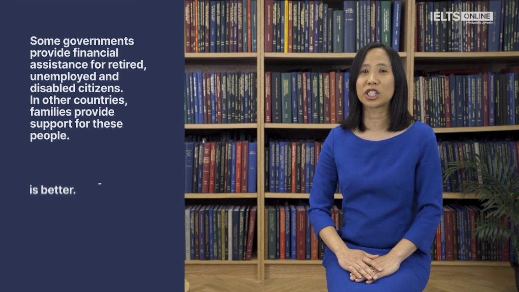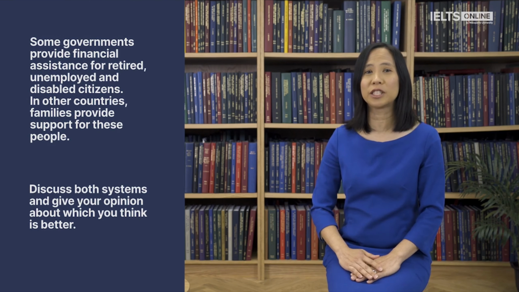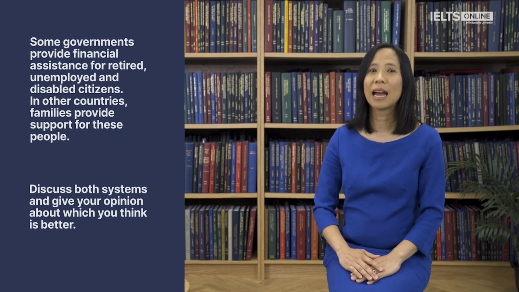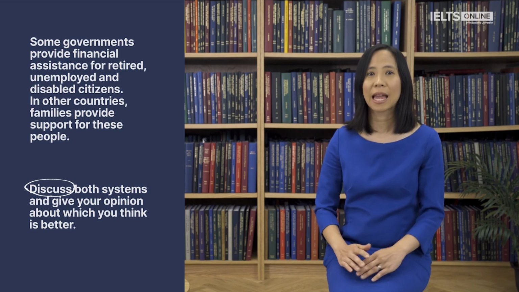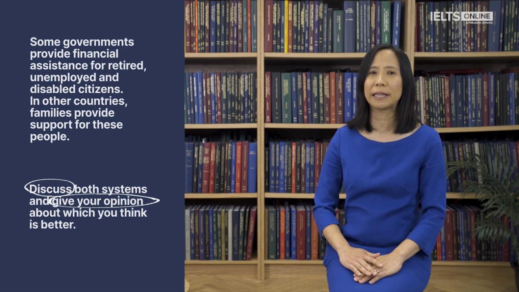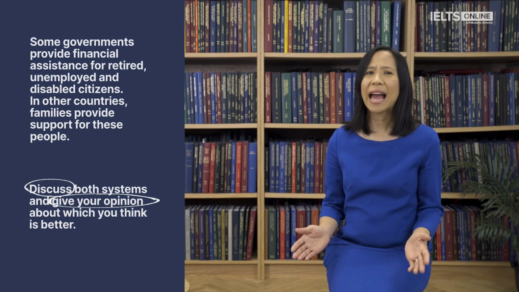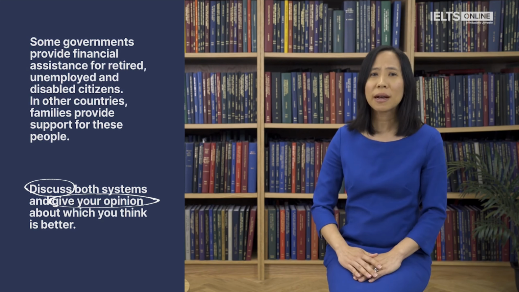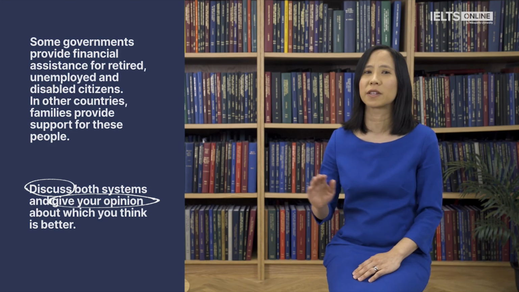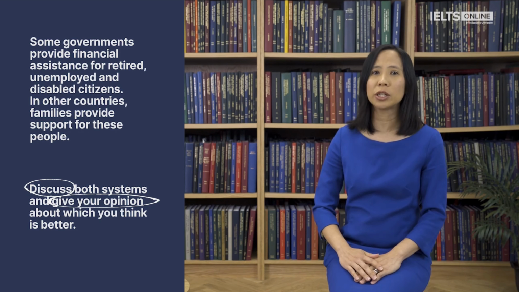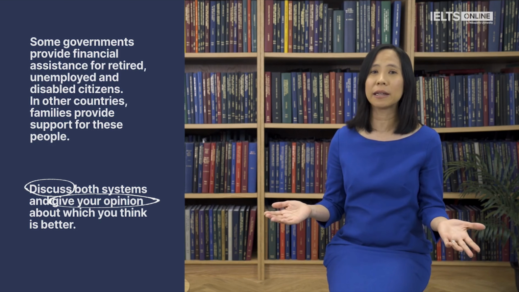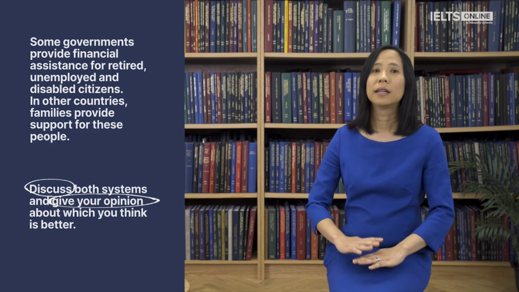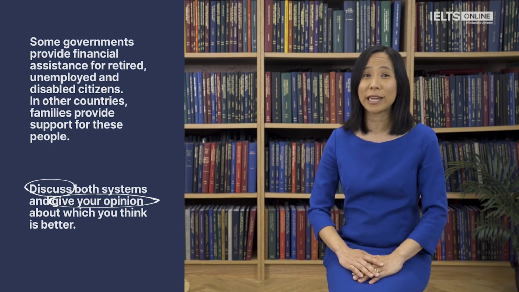The next type of question is a combination of both discussion and opinion. Discussion with opinion questions have 2 parts. Firstly, you're asked to discuss parts of the topic. Secondly, you're asked to give an opinion. To achieve a band 6 or above in task response, you must ensure that you address all parts of the task. So for this example question, you must include both a discussion of the 2 systems and an opinion about which is better. This could be done in 3 body paragraphs.